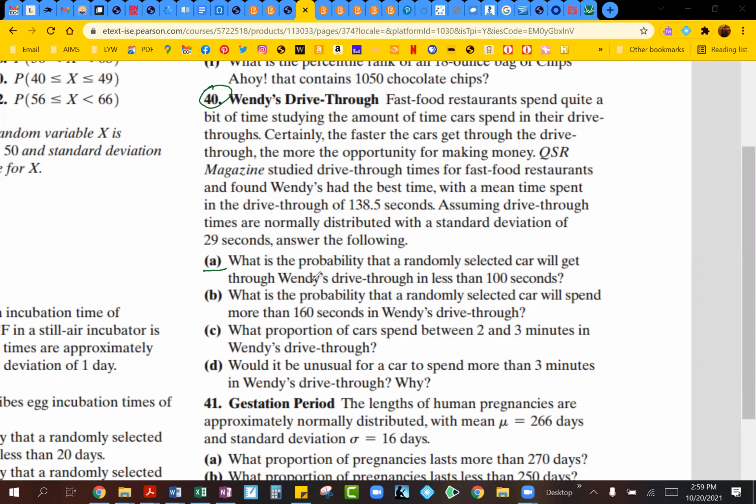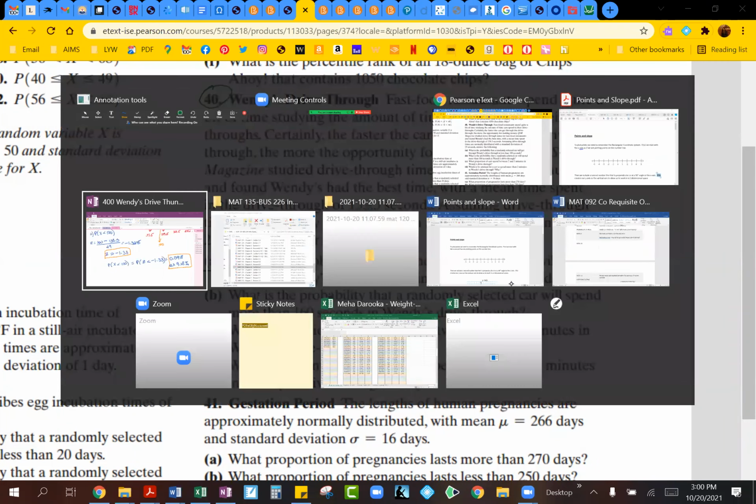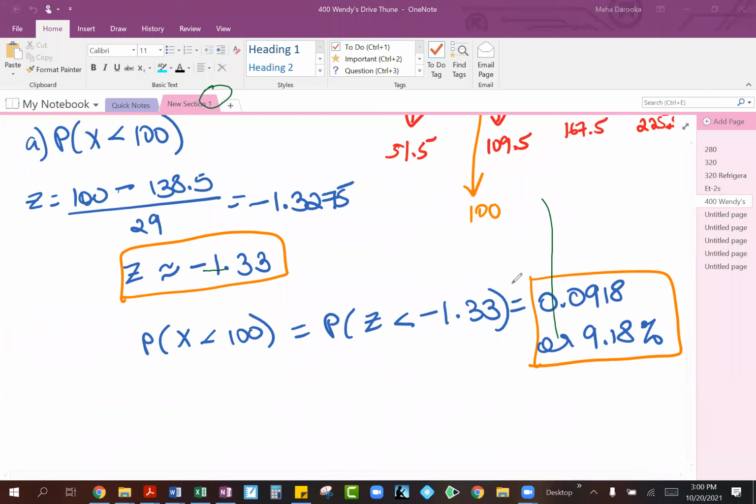We've done part A already last time. Part A was where they were asking us, what is the probability that a randomly selected car will get through Wendy's drive-through in less than 100 minutes? Because remember, they were talking about how long people have to wait in the drive-through. So just to show you what we did last time on this example.